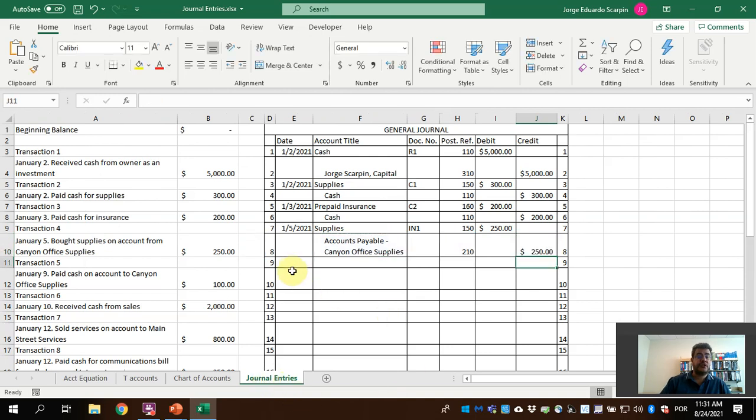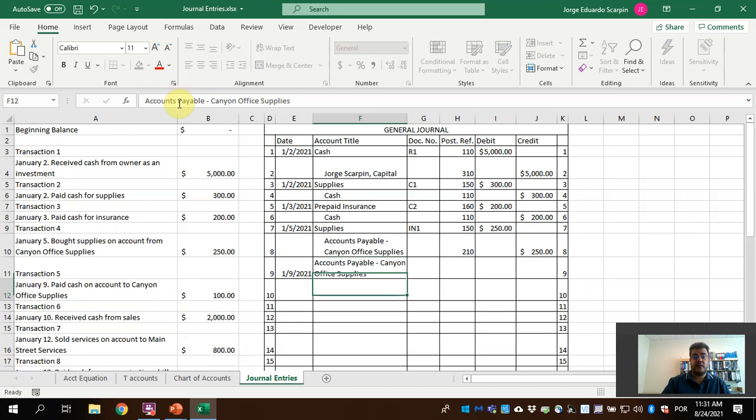250. Transaction 5. Paid cash on account to Canyon of supplies. January 9th. We are paying for this account here. Let's accounts payable Canyon of supplies. It is 210. 100. Our credit cash 110. 100.